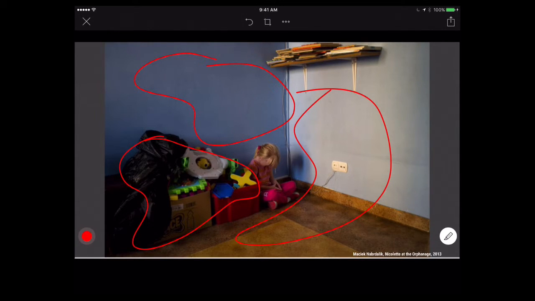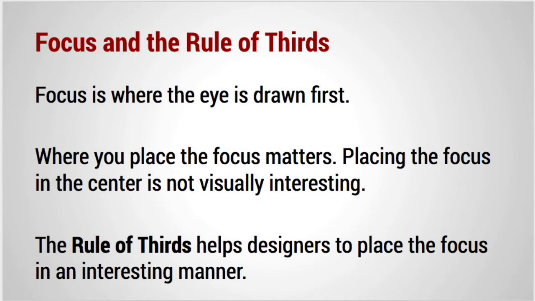Okay, we're about halfway through our look at the design principles. So now we look at focus, where the eye is first drawn in a composition. Hierarchy supports focus. One thing to remember about focus is that you typically don't want the focus to be right in the center of the page because that's boring. The rule of thirds helps designers to place the focus in an interesting manner.